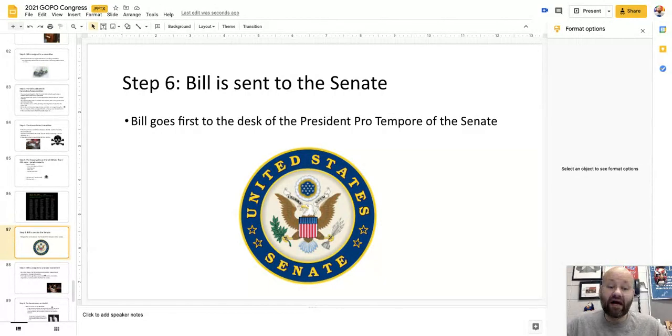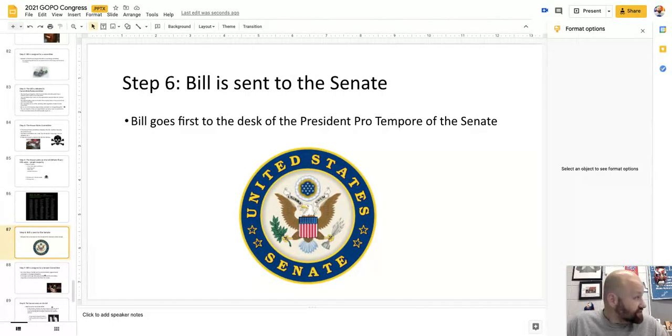Cool. Now let's go over to the Senate, because remember, the simple answer to how a bill becomes a law: it goes to House 1, it goes to House 2, President signs it. Okay, but we're going to see how a little bit more complicated it gets when we get to the Senate.